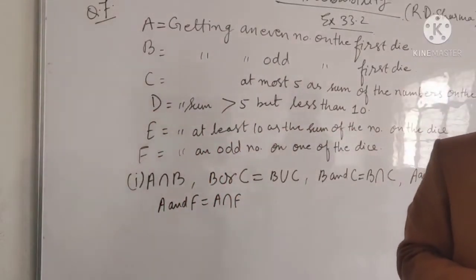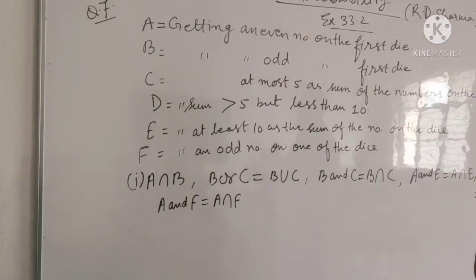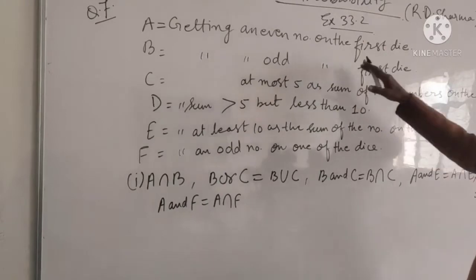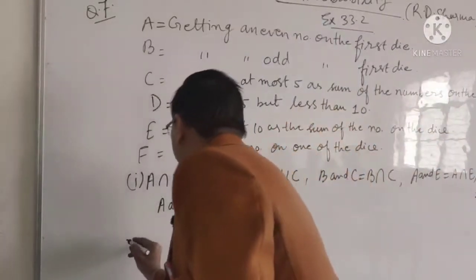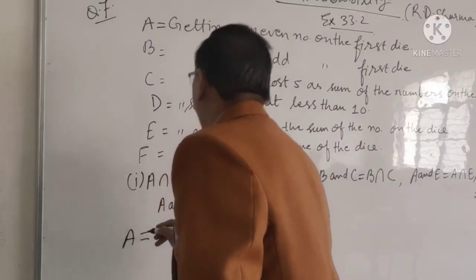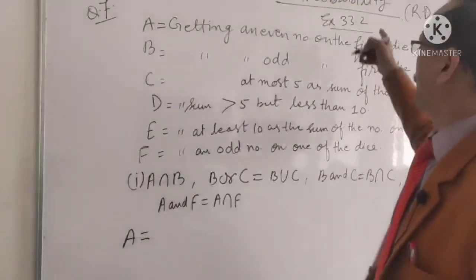State true or false. A and B are mutually exclusive. So many parts are there, it's a very good question. A and B are mutually exclusive and exhaustive. A and C are mutually exclusive and exhaustive events. So student, first of all, we will find all these events. An event is like a set, a subset of the sample space.